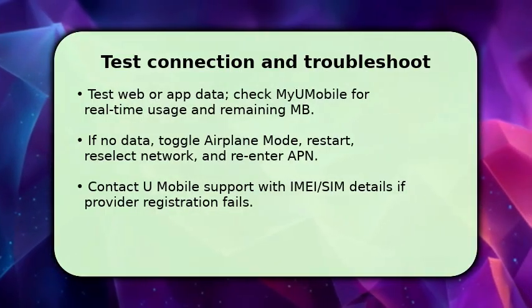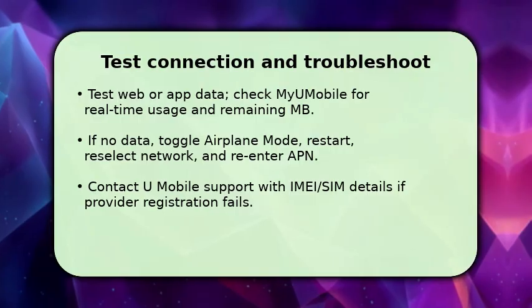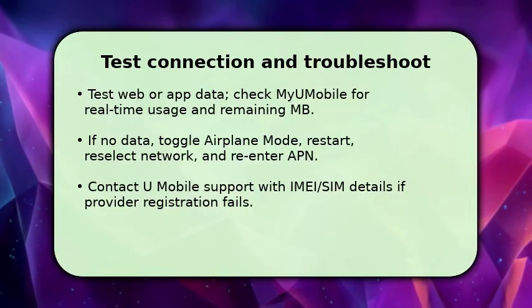If data doesn't work, toggle airplane mode, restart the phone, reselect the carrier manually, and double-check the APN entry. Many issues clear with a restart.